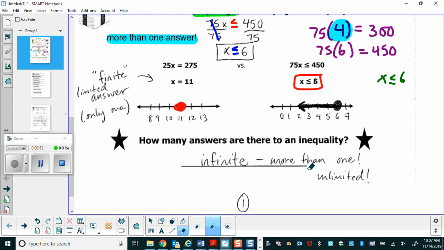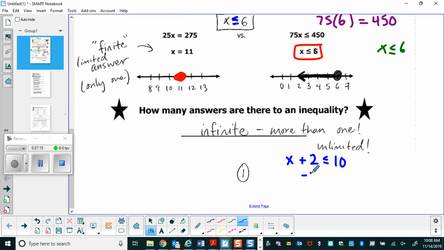So the big main takeaway here is, how many answers are there to an inequality? There is an infinite number of answers. There's more than one. It can be unlimited. So for example, if you see x plus 2, so any number in the world, I'm going to add 2 to it, and I just want that to be less than or equal to 10.